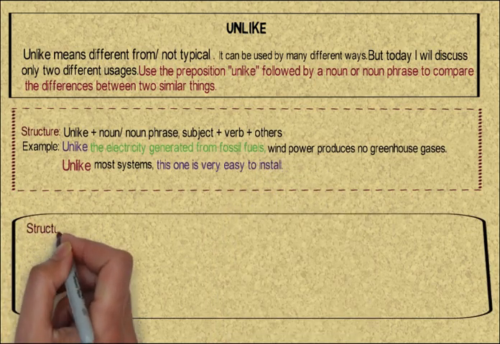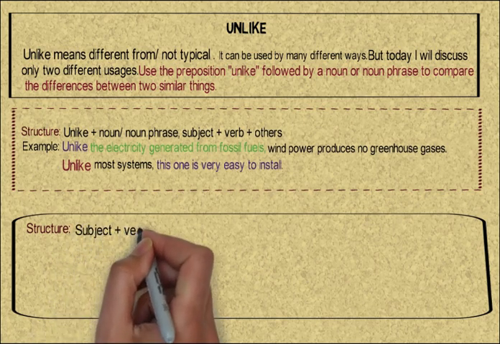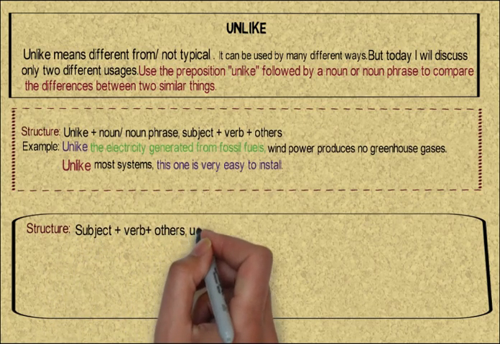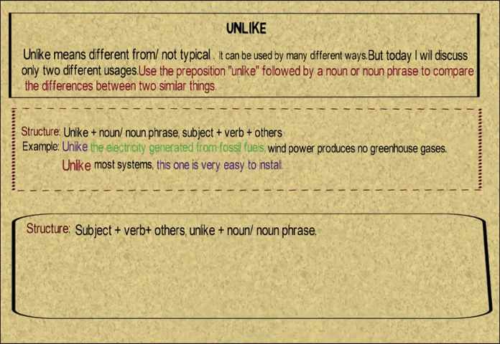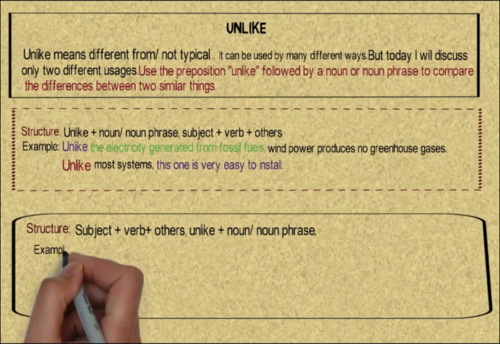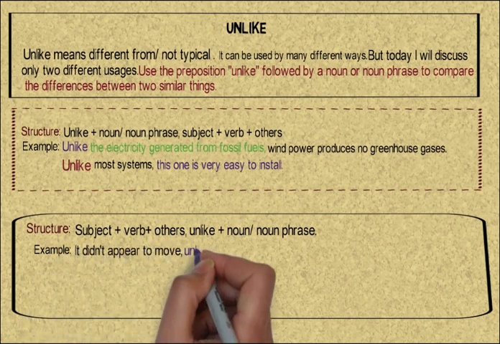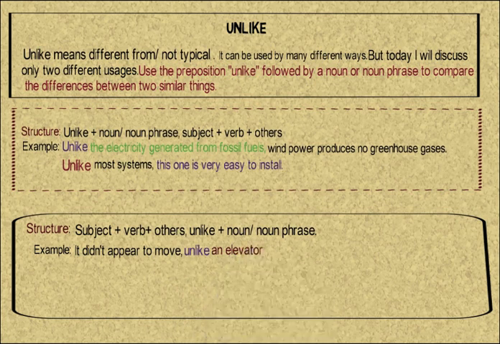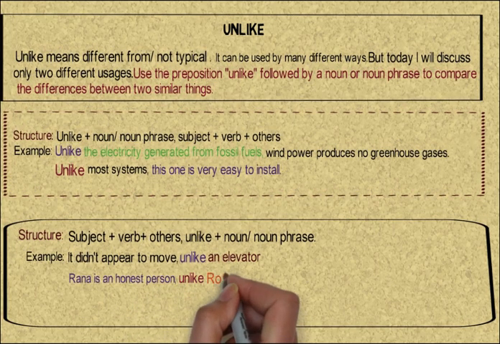The other structure is subject plus verb plus others, comma, unlike plus noun or noun phrase. The example is, it didn't appear to move, unlike an elevator. The other example is, Rana is an honest person, unlike Rofik.